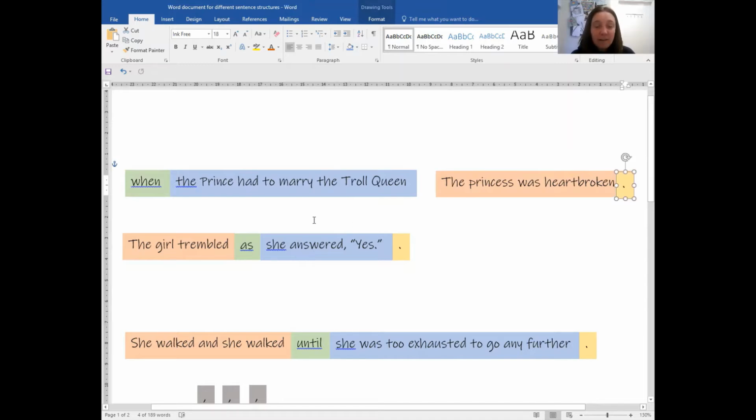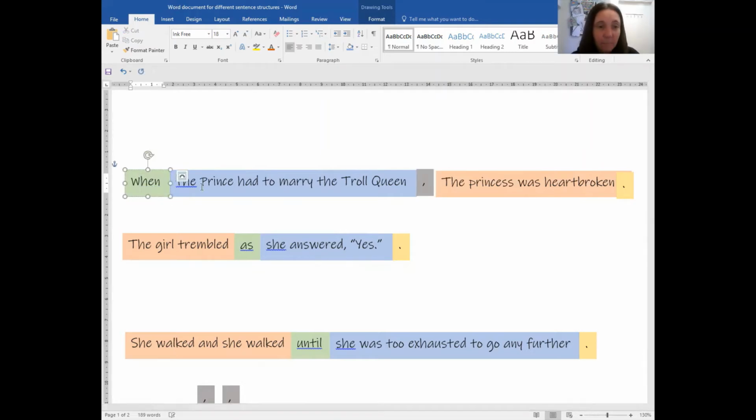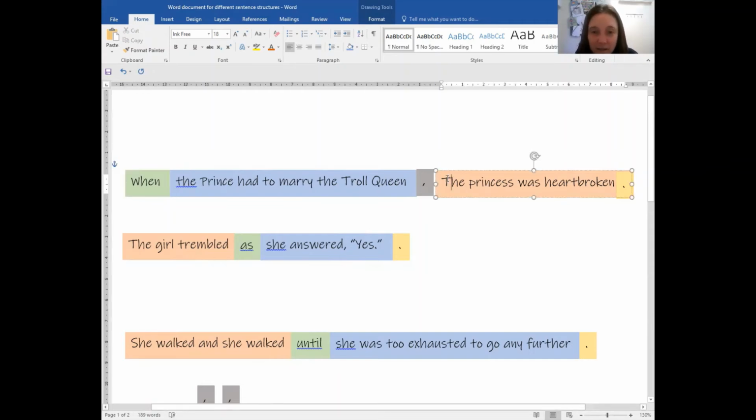When the prince had to marry the troll queen, the princess was heartbroken. This time, we don't have a conjunction separating the two clauses. And when we read it, it sounds like we pause. Well, we do pause. When the prince had to marry the troll queen, the princess was heartbroken. To separate the two clauses, this time we have to use a comma. I now just need to remember to pop the capital letter at the front, and then this doesn't need to be a capital letter anymore.